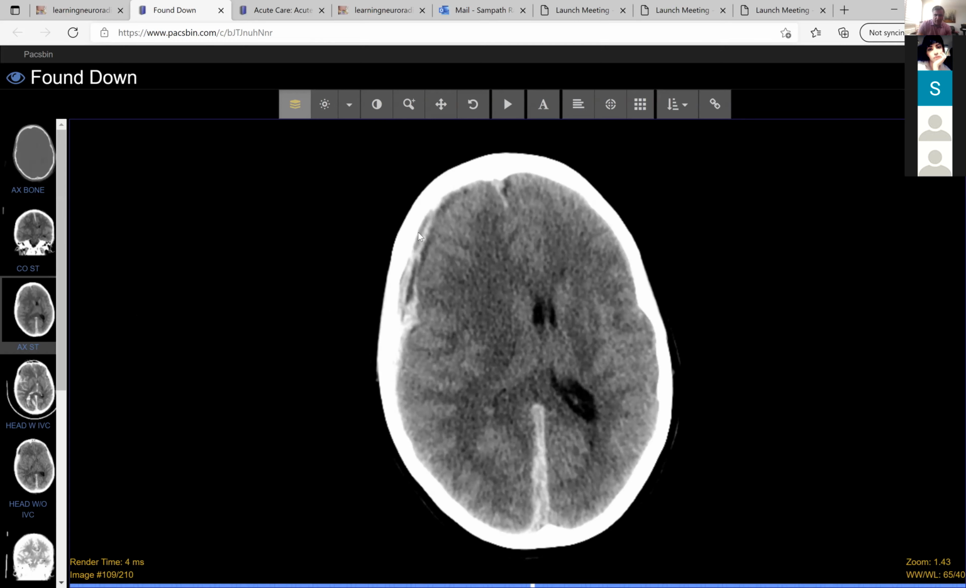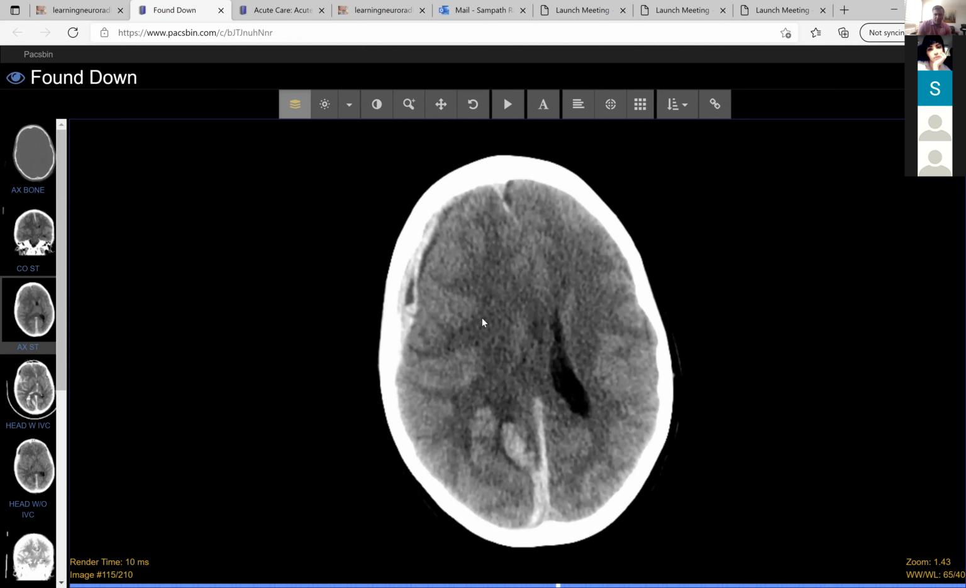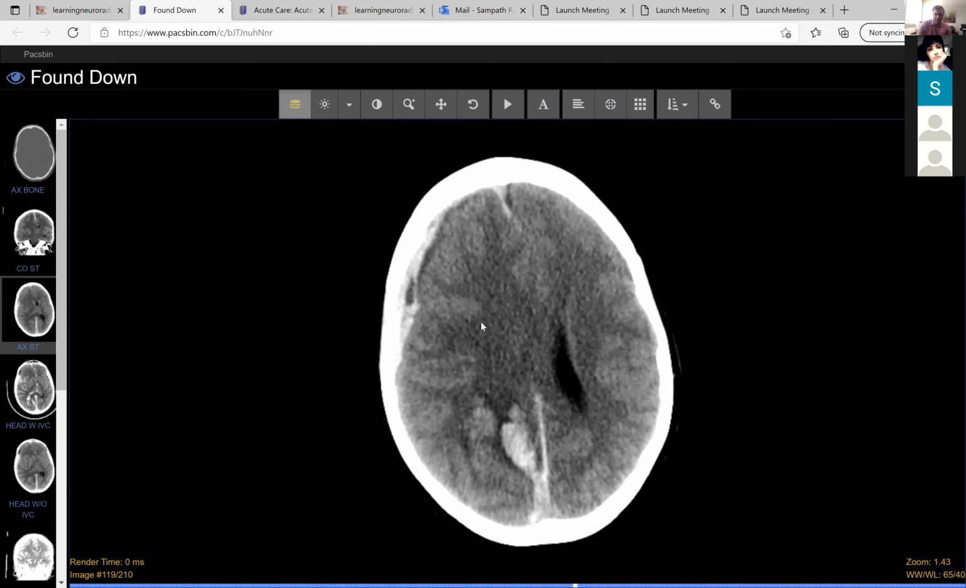And this is basically hyperacute hemorrhage. So the patient is actually bleeding as he's on the table in the CT scanner, bleeding as this study is being done. That's why it is slightly lower in attenuation, or density, compared to this one, which is an acute hemorrhage.